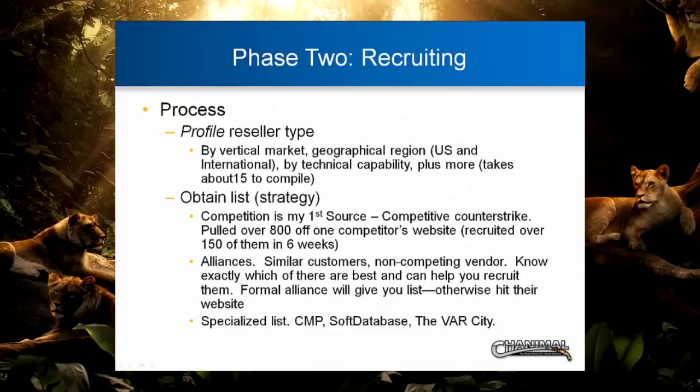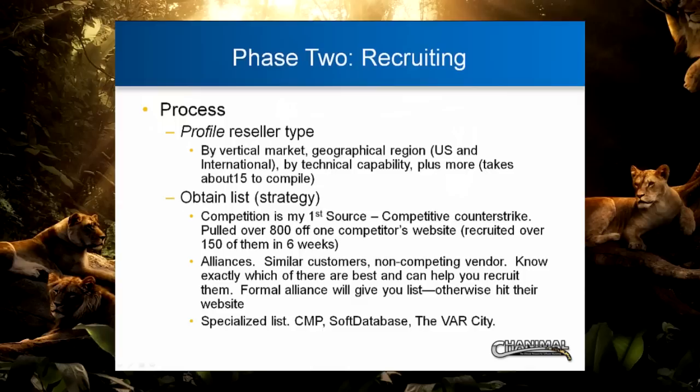For example, like what I gave earlier, if your alliance is with VMware, and let's say Citrix has 2,200-something resellers, then I'm trying to recruit their resellers. Sometimes talk to the company directly, see if they'll put your name in the newsletter to go out and recruit their resellers to sell you, because you make more money together than separately. And then there are some specialized lists: CMP has a list, Soft Database, the VAR City. These are some locations for lists I have in the reseller kit that I can send out to everybody. You'll get a list of different sources of where you get your reseller names.